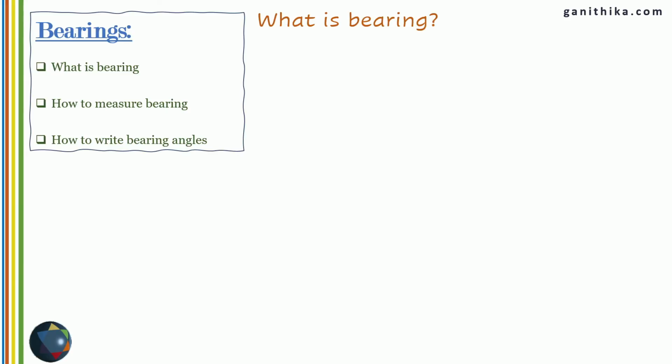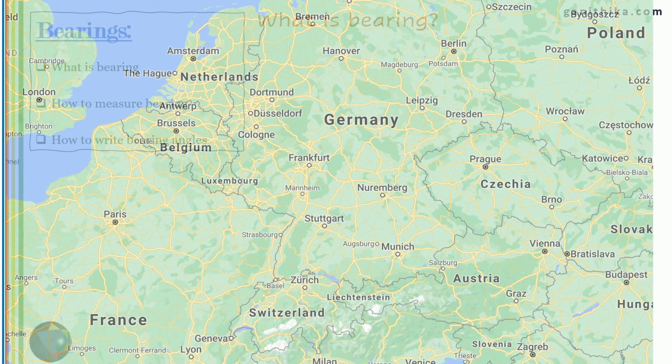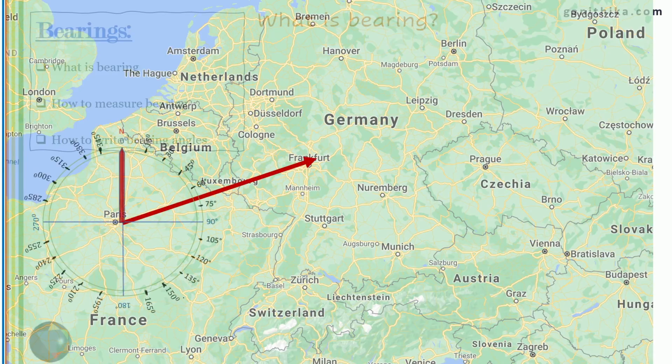Next concept is bearings. What is a bearing? How to measure the bearing? And how to write bearing angles. Bearing is mostly used for navigation purposes. Bearing gives you the direction from one point to the other point in terms of angles.